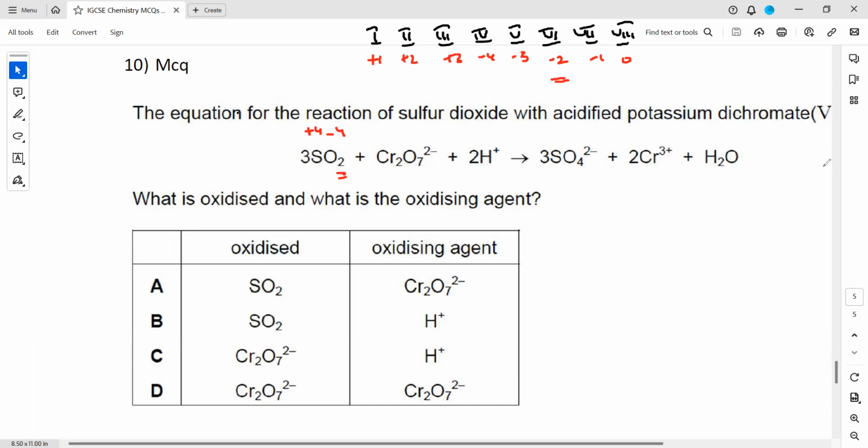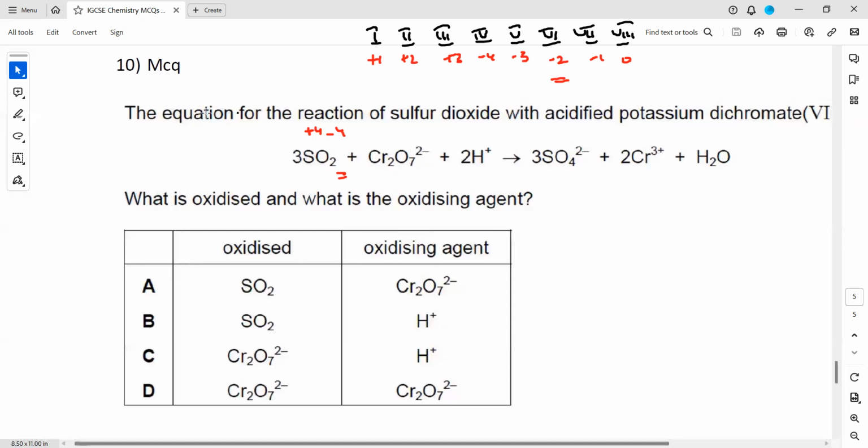Even if it is written here, it is +6. As you can see, the chromium is +6, but I will explain how it is +6. One oxygen is -2. What is it for 7 oxygen? What should be the total? 1 is -2, so 7 will be -14, because -2 multiplied by 7 is -14.